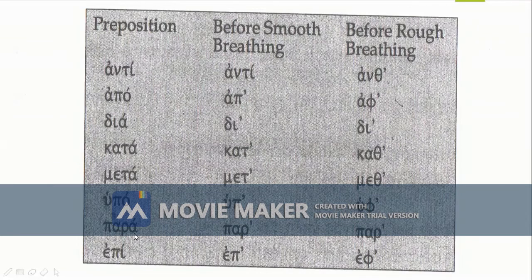Next, the preposition is para. Before smooth breathing, it is par. And the same is true with rough breathing. Finally, epi: before smooth breathing, it becomes ep. And for rough, it becomes eph. So as you can see, if it is tau, you change it to theta. If it is pi, you change it to phi.